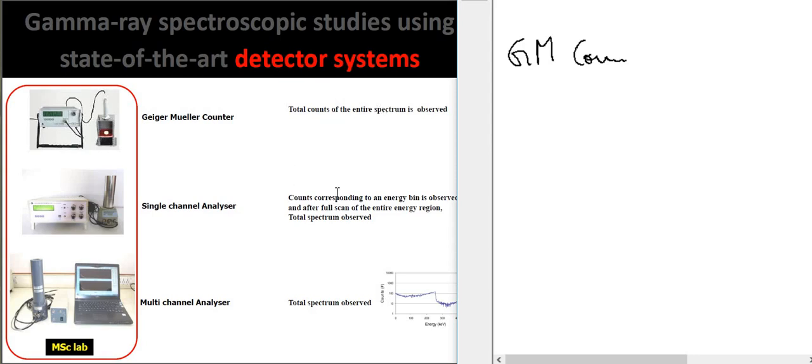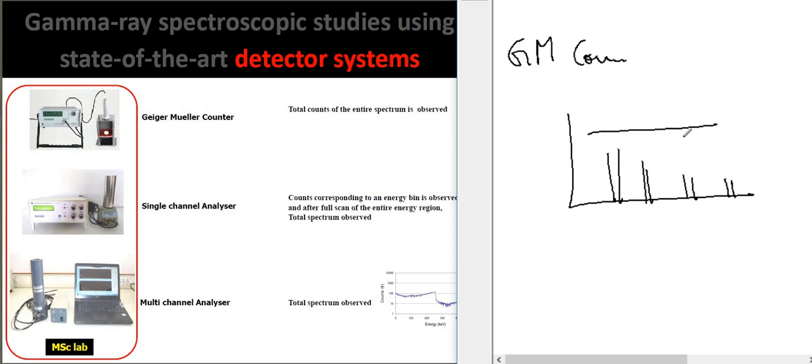The second one, a little bit more advanced, is the single channel analyzer. Here we observe counts corresponding to an energy bin, and after a full scan of the energy region, the total spectrum is observed. So it's like this: energy bins, we observe the spectrum and we basically scan the spectrum in this single channel analyzer experiment. Normally we use a sodium iodide detector with it. I have made several videos on this, you can check them.